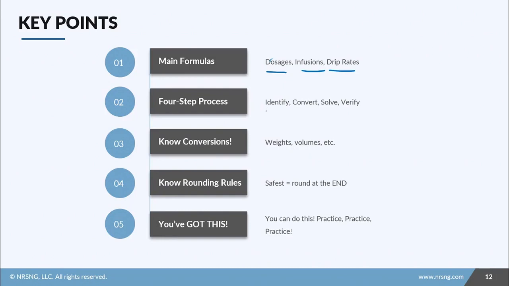Remember the 4-step process. Identify what you have, what you need, convert to the matching units, solve using the appropriate formula, and then verify that you have rounded, used the right units, and that everything makes sense. Make sure that you know your conversions. And then make sure that you know your rounding rules. Again, your school might be different, but in our opinion, it's safest to round at the very, very end.